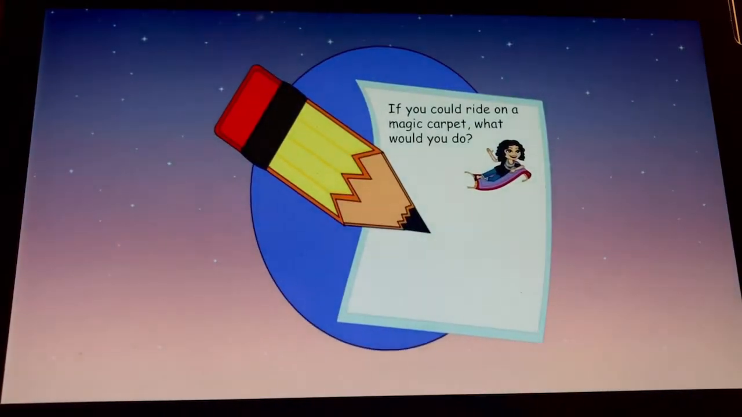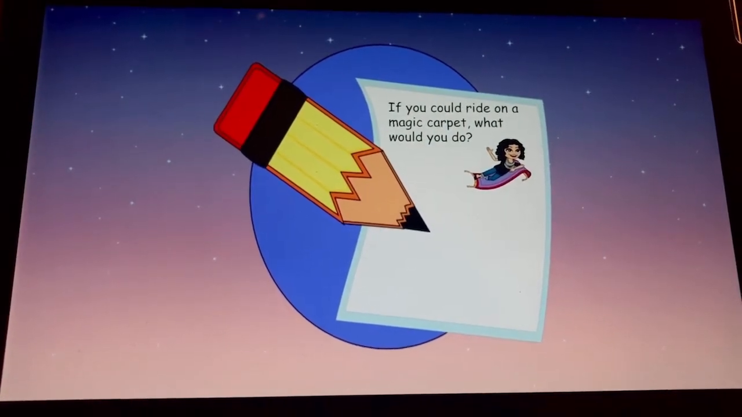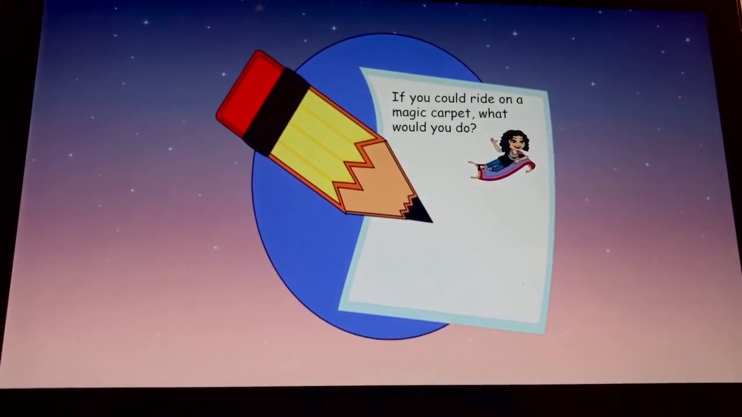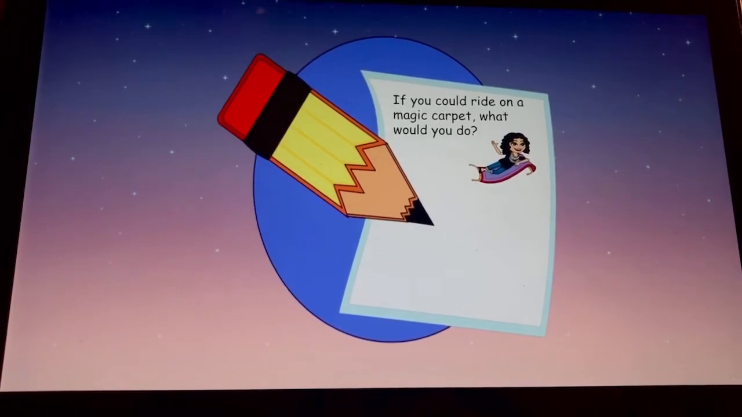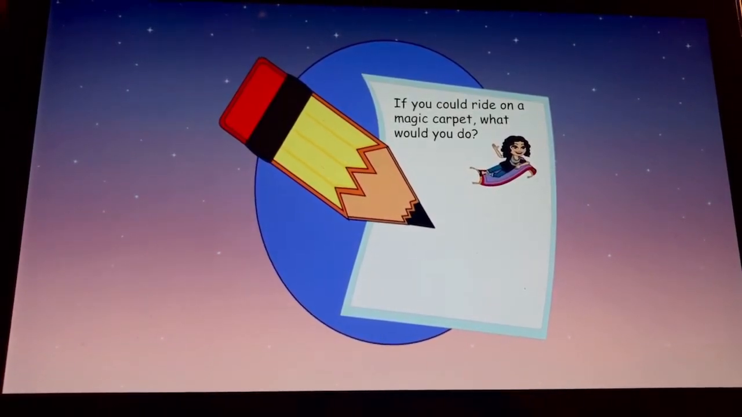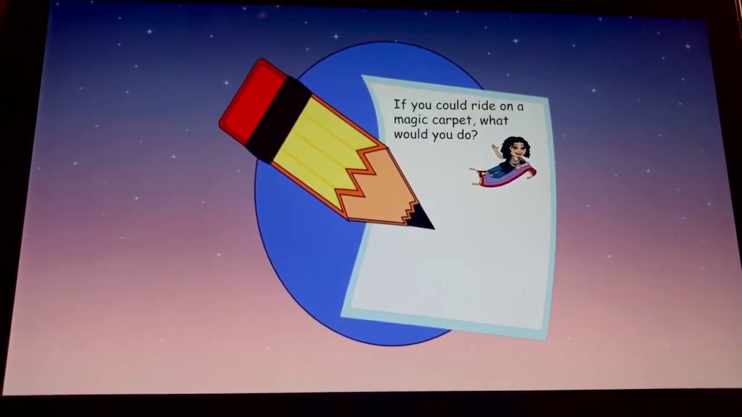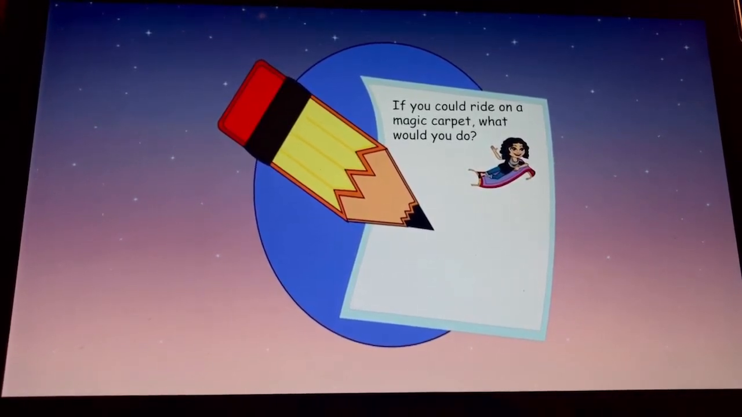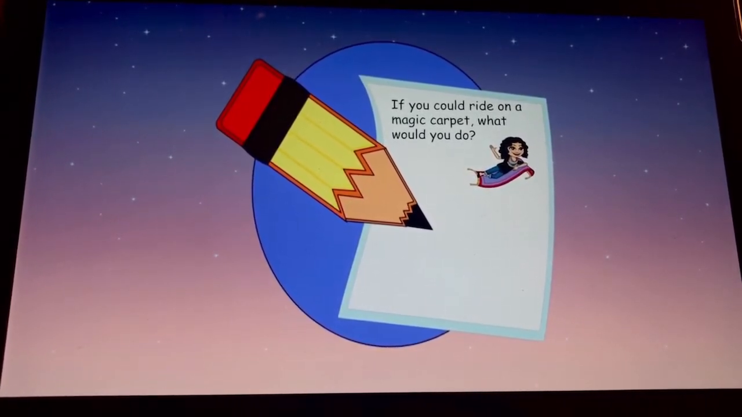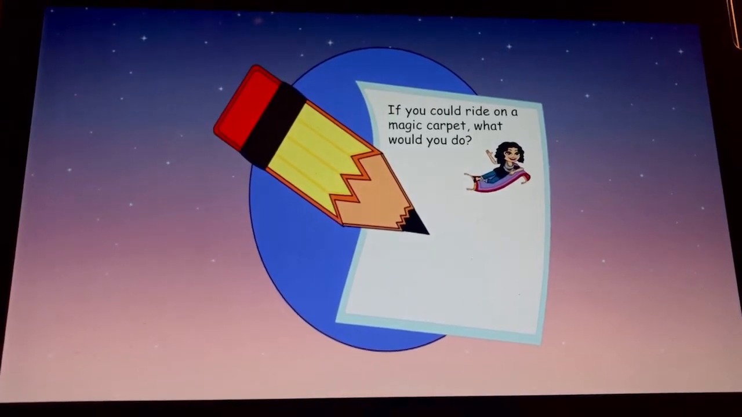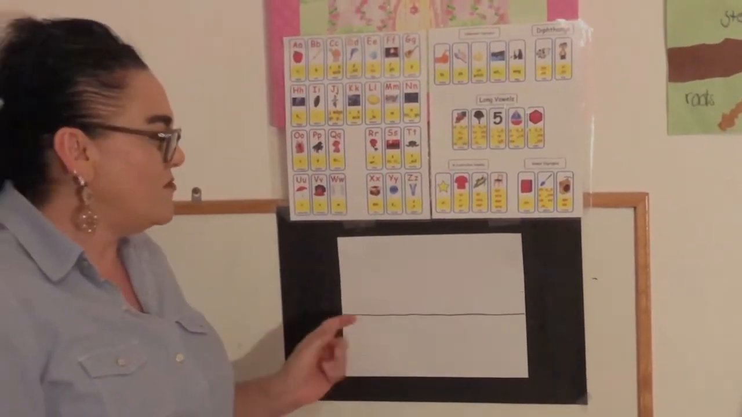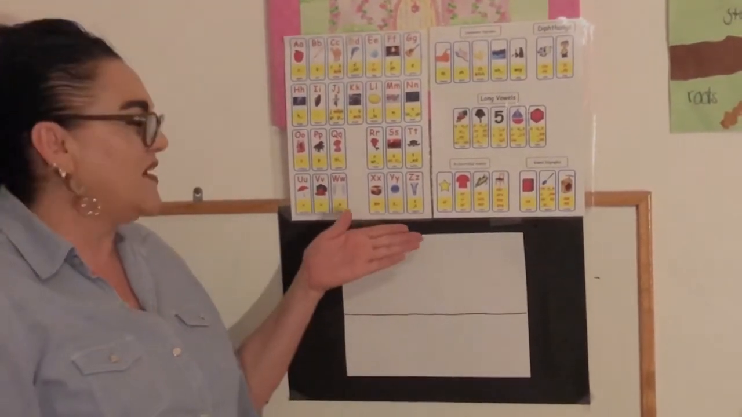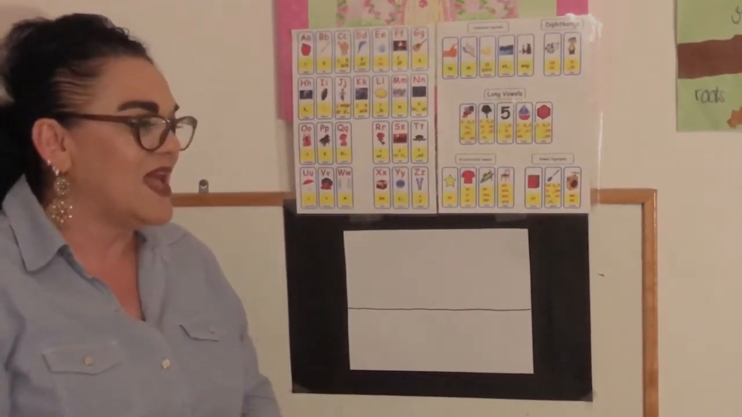Remember, our writing prompt was, if you could ride on a magic carpet, what would you do? And I think Miss Zepeda's sentence is going to be, I would fly to the moon to play with moon dust. What's going to be your sentence? The writing paper is attached to the Schoology assignment, or you could use your own paper. Remember, make a line so you have some space for drawing and writing.